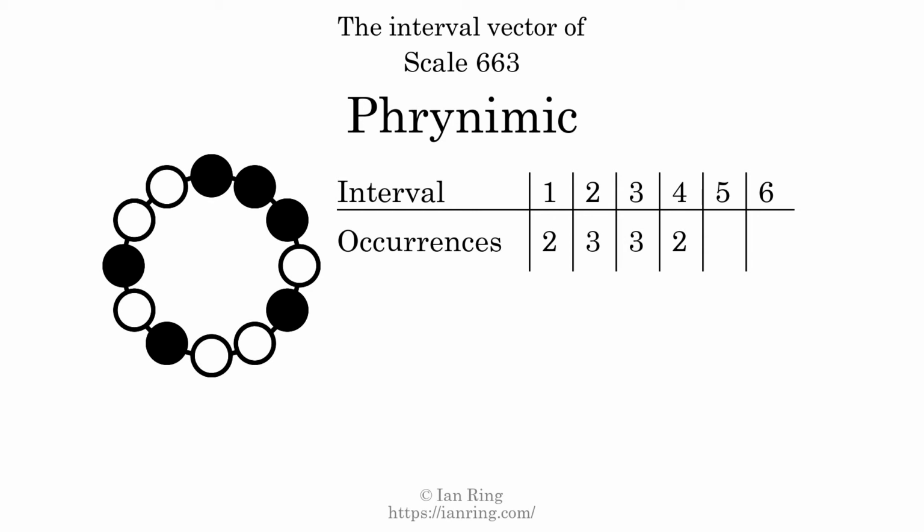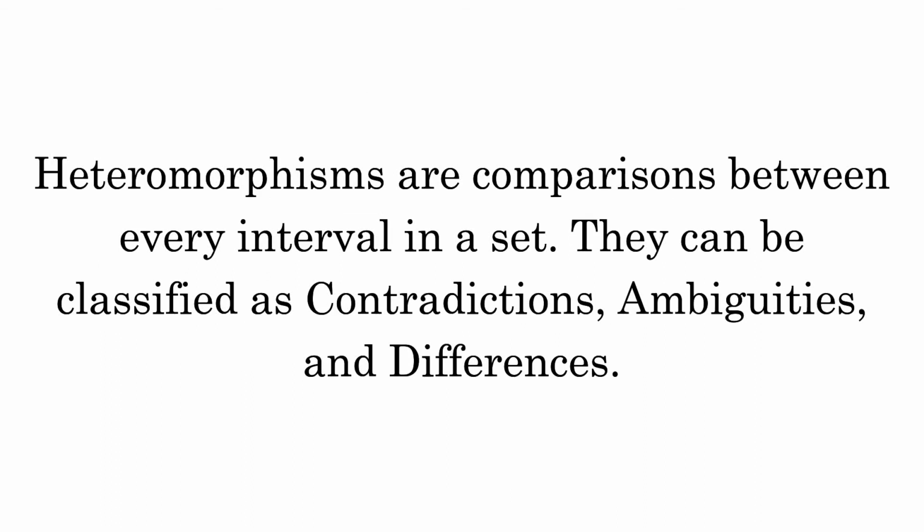There are 2 intervals with the size of 4 semitones. They are here and here. There are 4 intervals with the size of 5 semitones. They are here, here, here, and here. There is 1 interval with a size of 6 semitones. It is here. Each interval does not appear in this scale a unique number of times, so this is not a deep scale.